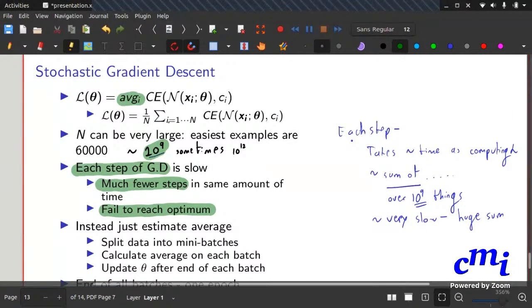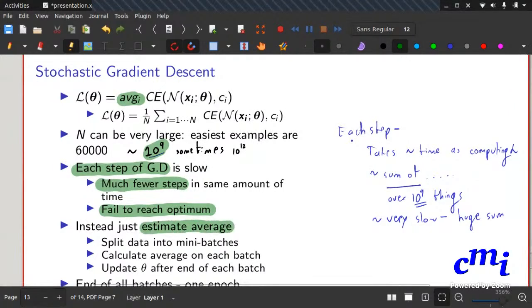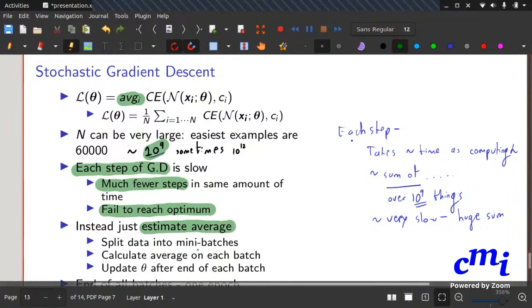So instead of exactly calculating the average, we can just estimate the average, right? If we randomly choose some subset of the 10 to the power 9 points and then do the sum, we will get an estimate of it. And this subset size can be smaller than 10 to the power 9. It can be something like 1,000, right? Which is much more tractable.